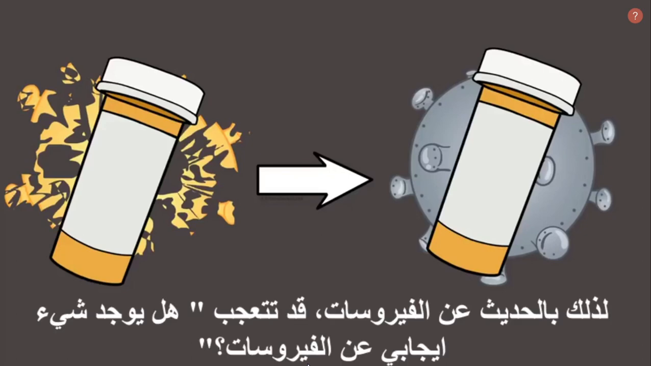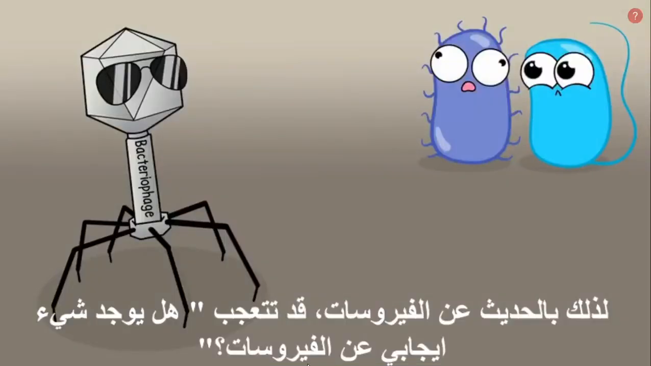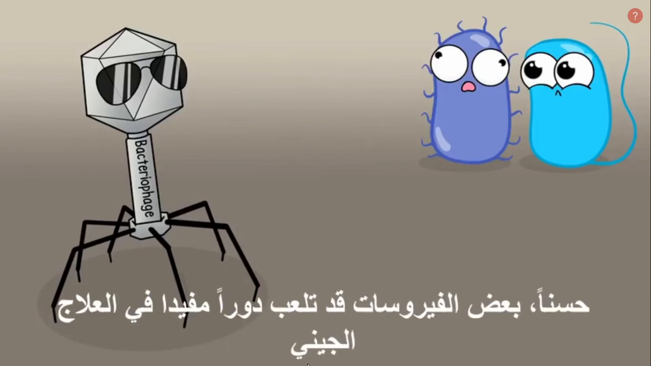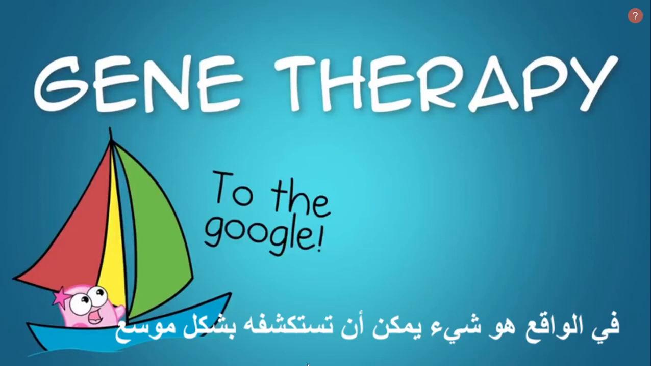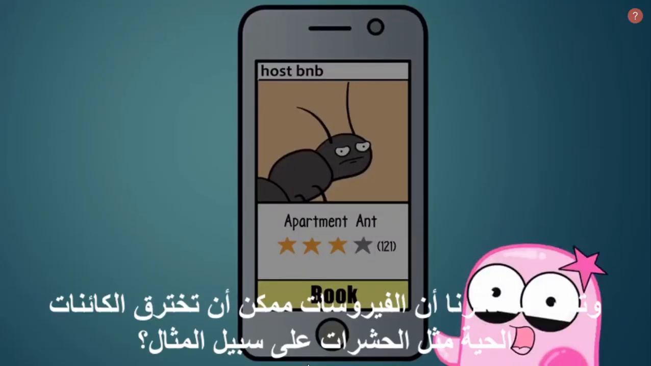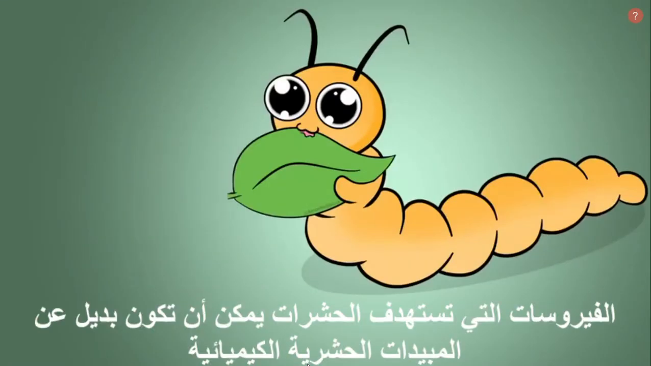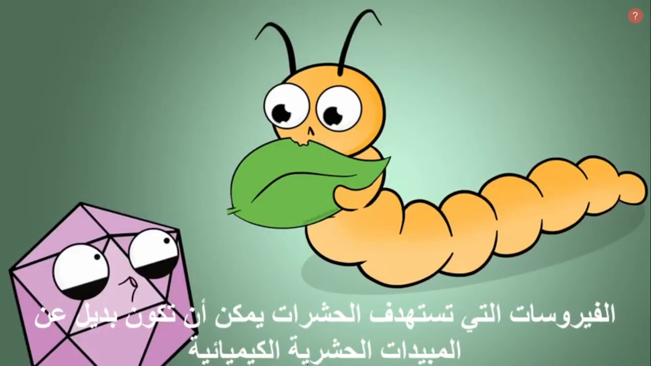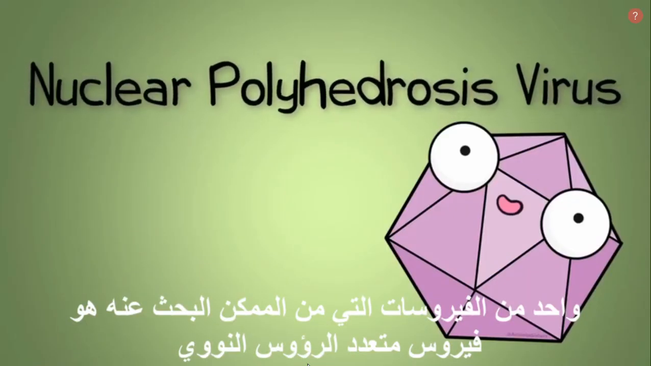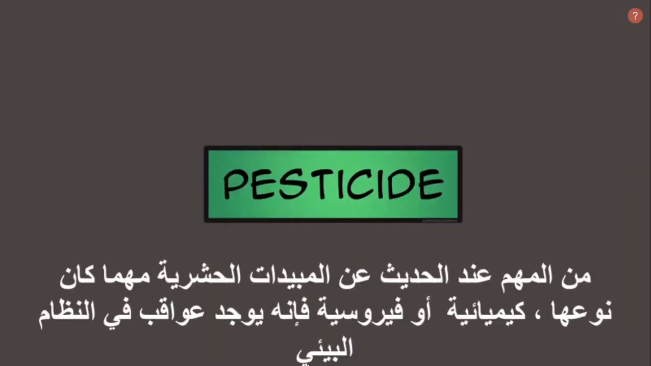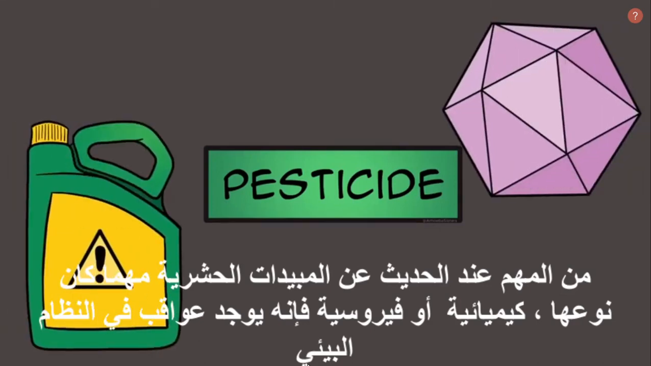So, with our talk about viruses, you might wonder, is there anything positive about viruses? Well, some viruses can play a useful role in gene therapy. Definitely something to explore more. Also remember how we mentioned that viruses can go after other organisms, like insects, for example. A virus that targets pest insects could be an alternative to a chemical pesticide. One such example virus that you may want to explore is the nuclear polyhedrosis virus. Still, it's important to consider that whenever talking about any kind of pesticide, chemical or viral, there could be consequences in the ecosystem.